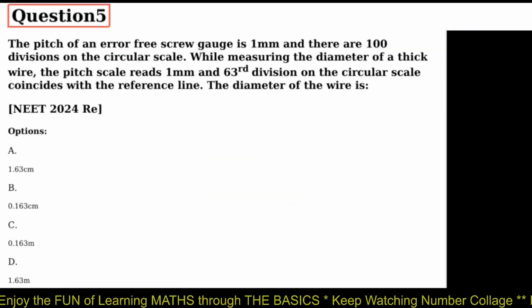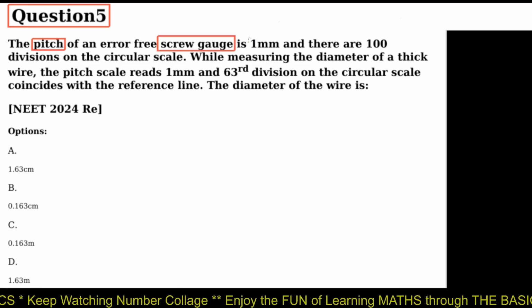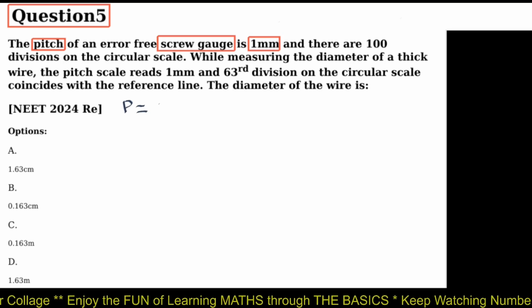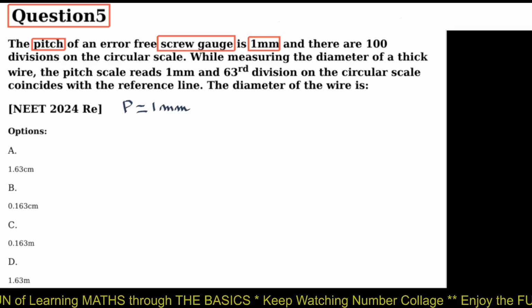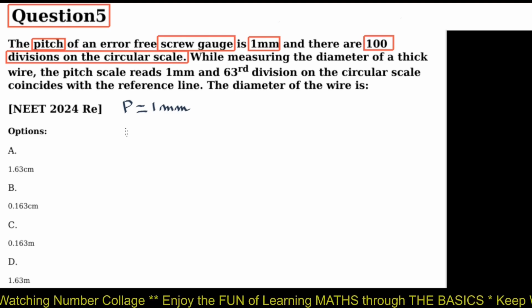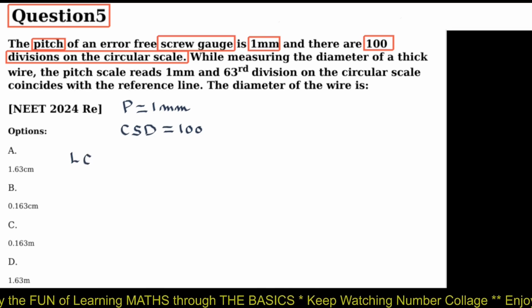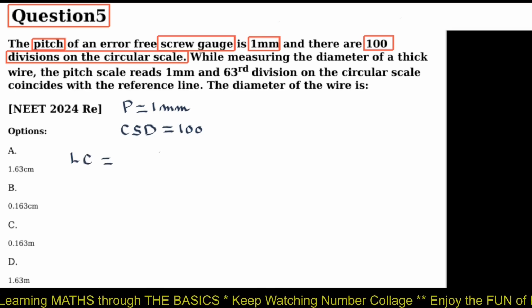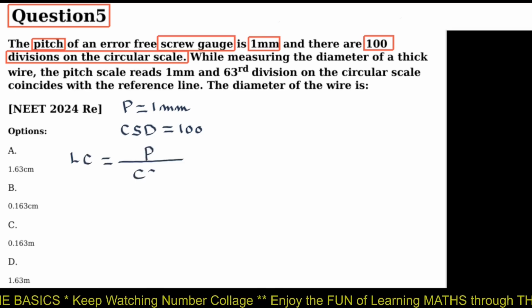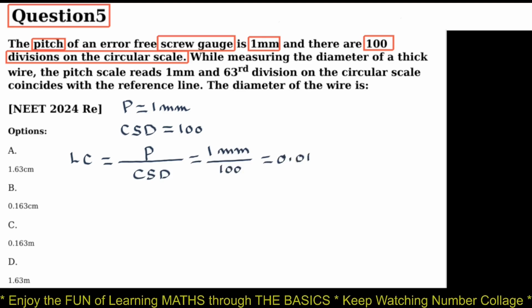Question 5. The pitch of an error-free screw gauge is 1 millimeter. So we have here P equals 1 millimeter and there are 100 divisions on the circular scale. So circular scale division is 100. From this we can find the least count of the micrometer screw gauge, which is pitch upon circular scale divisions, 1 mm upon 100, 0.01 mm.